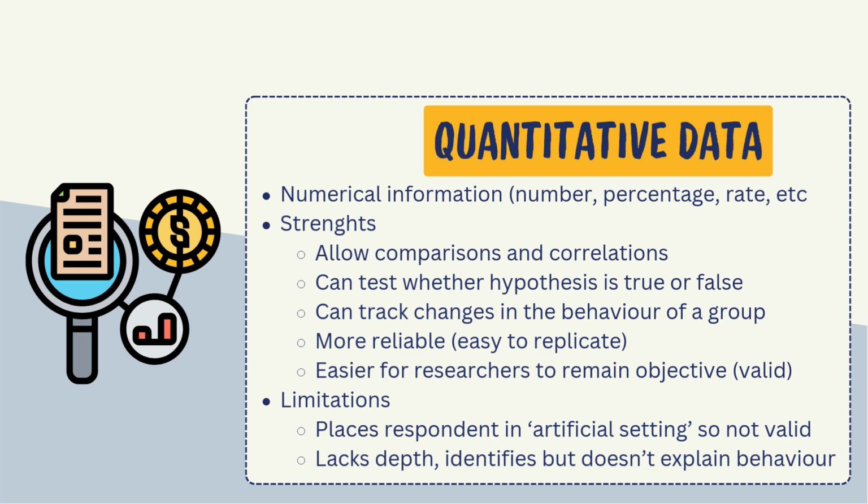So quantitative data is data in numerical form, so either a number, a percentage, or a rate. The strength is that it allows comparisons and correlations because the data is standardized and in numbers, so it's really easy to compare. Whereas if you think, for example, of an unstructured interview where people respond at length, it's really difficult to compare different answers because two people might answer a question completely differently. But if you think about research methods that lead to quantitative data, like numbers, it's very easy to compare because all the answers are going to be a number.